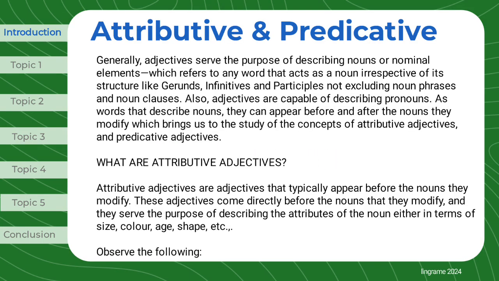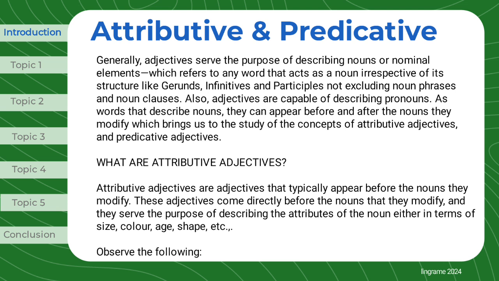Generally, adjectives serve the purpose of describing nouns or nominal elements, which refers to any word that acts as a noun irrespective of its structure, like gerunds, infinitives and participles, not excluding noun phrases and noun clauses. Also, adjectives are capable of describing pronouns.